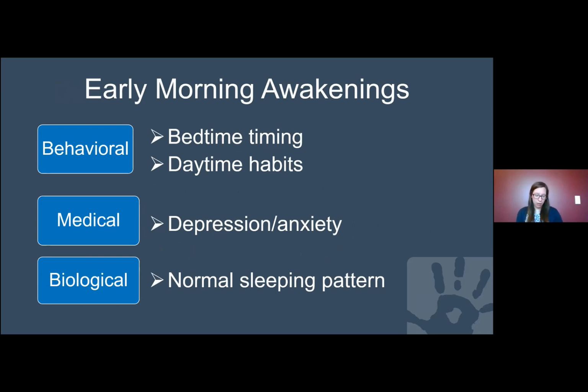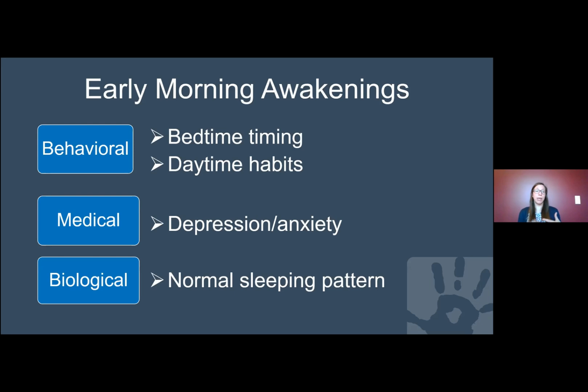Okay, moving right along to early morning awakenings. I will be honest, these tend to be the hardest to do anything about, for the main reason that it does have a biological cause, in that for many children with autism it is a normal sleeping pattern. Kids with autism often just need less sleep. So this is just normal for them. They wake up and they're awake.